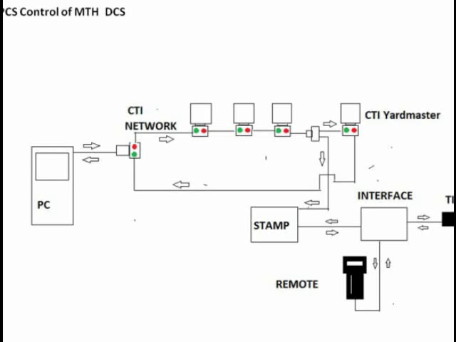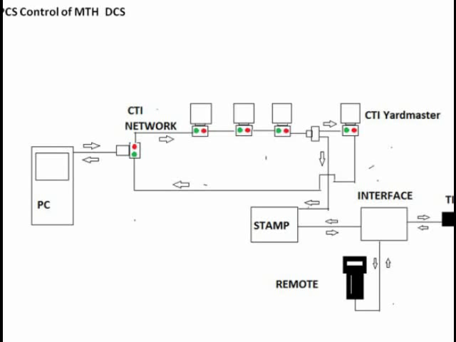The CTI network is what I had in place before I started this project. Although I show 3 or 4 cards on here, I actually have about 10. They run switch tracks, accessories, and so forth. But you will notice here that there's a splitter after the 3rd card. And that takes the signal from the PC that's going to go to the CTI Yardmaster, and it splits that signal and sends it to the stamp.